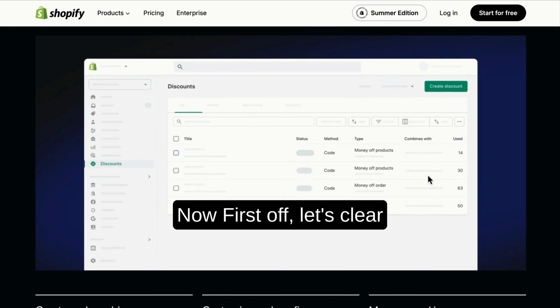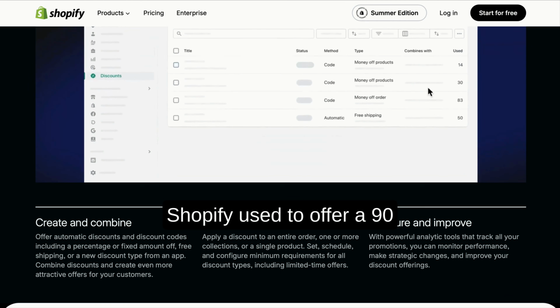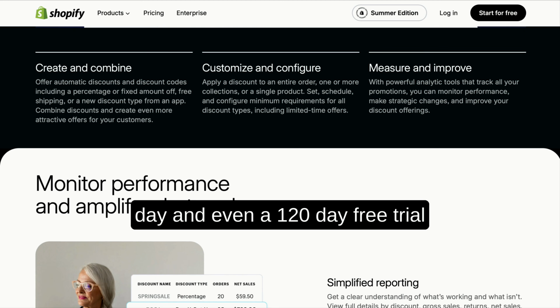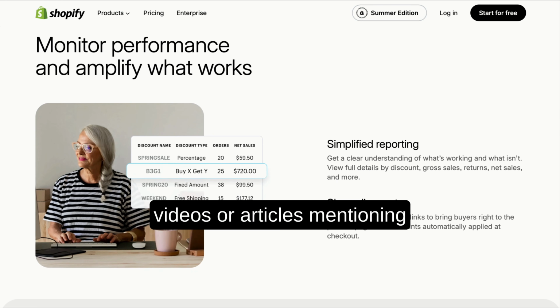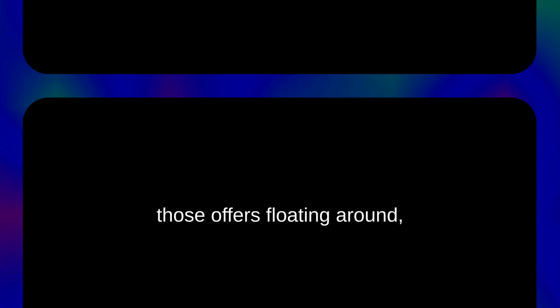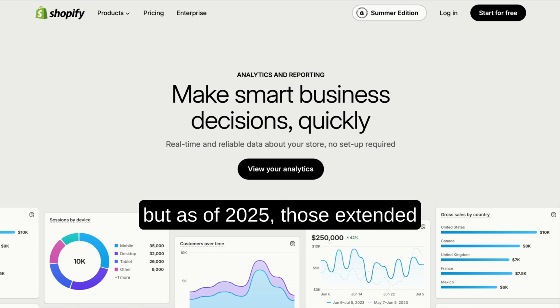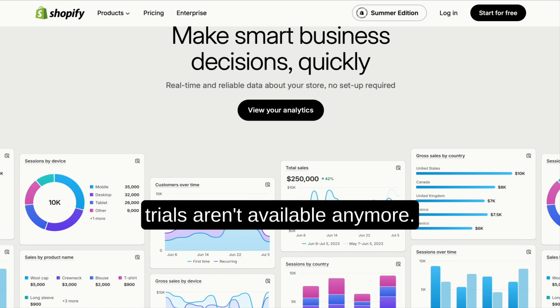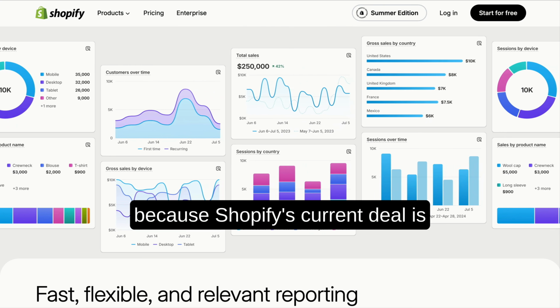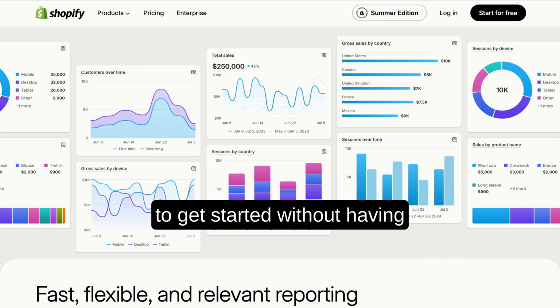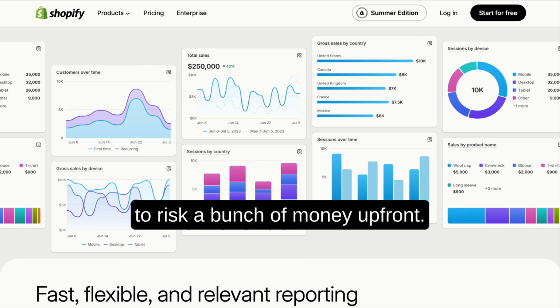Now, first off, let's clear up a little confusion because Shopify used to offer a 90-day and even a 120-day free trial at certain points. You might have seen some older videos or articles mentioning those offers floating around, but as of 2025, those extended trials aren't available anymore. Don't get discouraged though, because Shopify's current deal is still honestly one of the best ways to get started without having to risk a bunch of money up front.